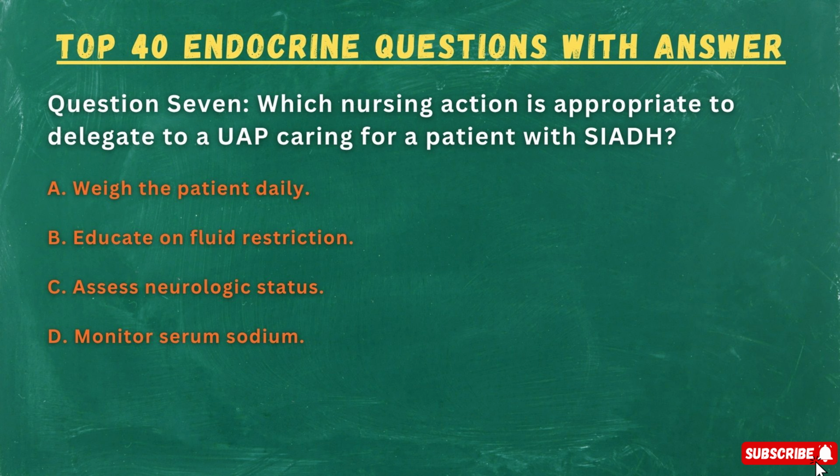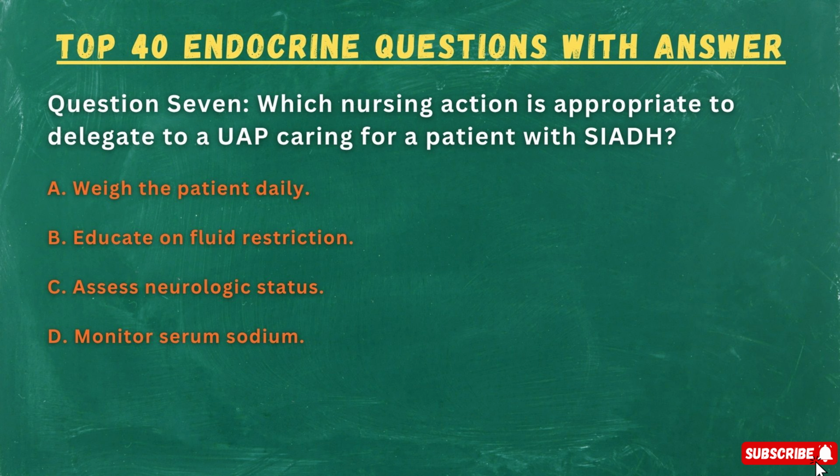Question 16. Which patient is at highest risk for developing type 2 diabetes? A. A 19-year-old with a BMI of 21. B. A 35-year-old with a family history and sedentary lifestyle. C. A 45-year-old marathon runner. D. A 10-year-old with low birth weight. Answer: B. A 35-year-old with a family history and sedentary lifestyle.